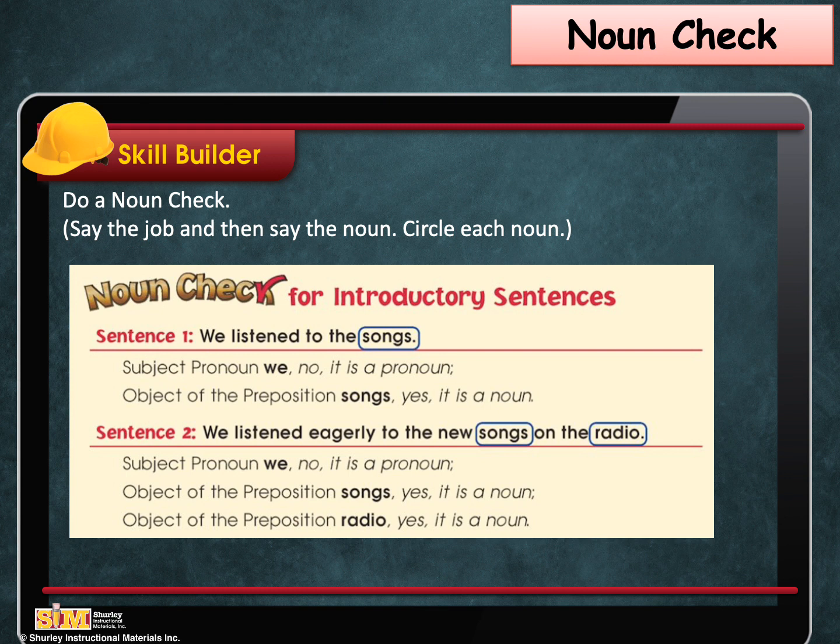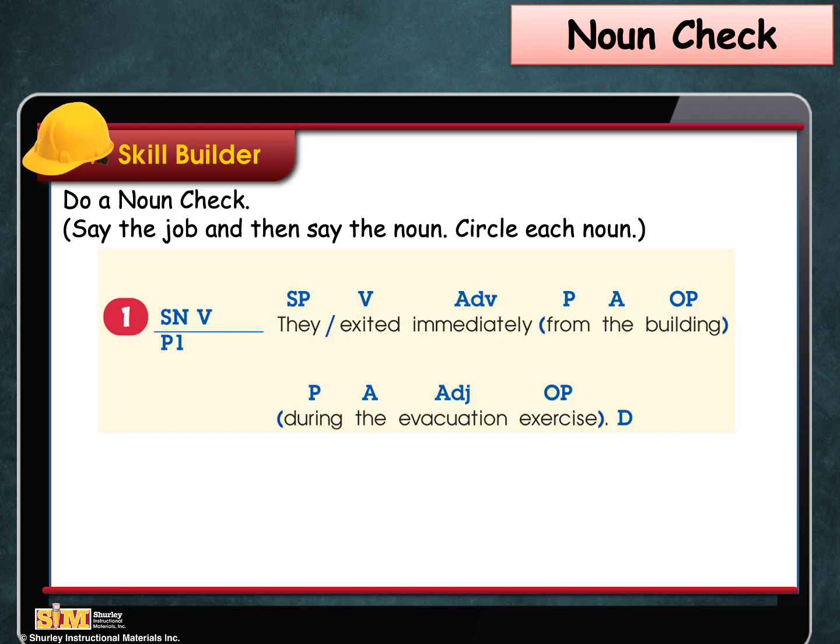It goes like this. Sentence 1. Subject pronoun, we. No, it is a pronoun. Object of the preposition, songs. Yes, it is a noun. Sentence 2. Subject pronoun, we. No, it is a pronoun. Object of the preposition, songs. Yes, it is a noun. Object of the preposition, radio. Yes, it is a noun.